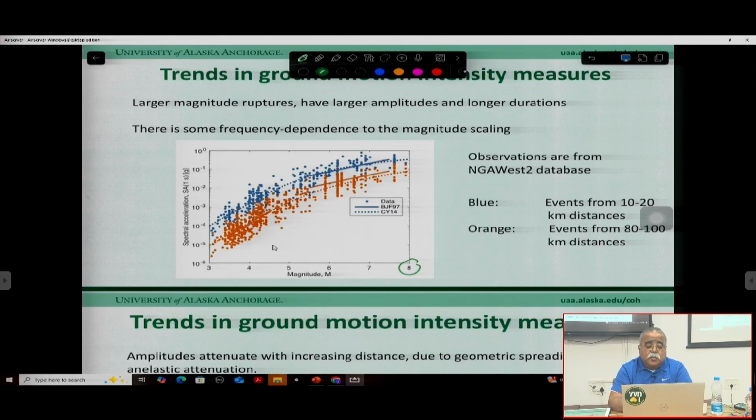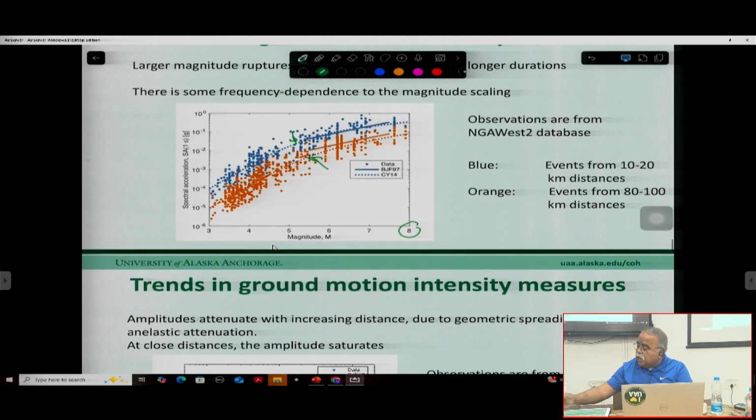This is modeled by the CY14. Yes, this is the CY14, and this is the data for the BSSA model and the CY14 model. So they had tried to do this regression analysis, and these are only for 10 to 20 kilometer distance, right? The blue is the lower distance, and the orange is for the large distance, 80 to 100 kilometer. So they had taken that data and tried to model this one.